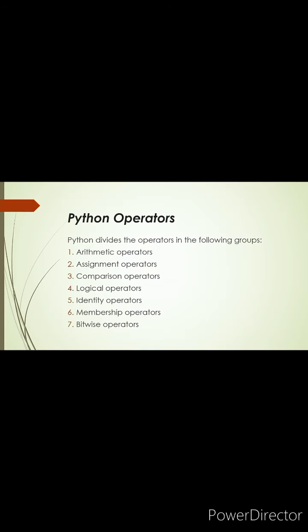Operators are used to perform operations on variables and values. Python divides the operators into the following groups: arithmetic operators, assignment operators, comparison, logical, identity, membership, and bitwise operators.